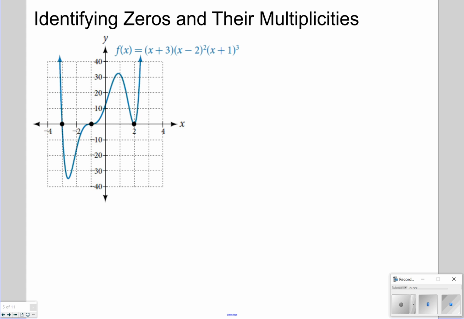A little bit more difficult here, but you guys can do this, I promise. All right, so you look at this identifying zeros and their multiplicities page. Make sure you're all coming back here. I know some of you I sent to the exit ticket. Make sure you come back to me, please.